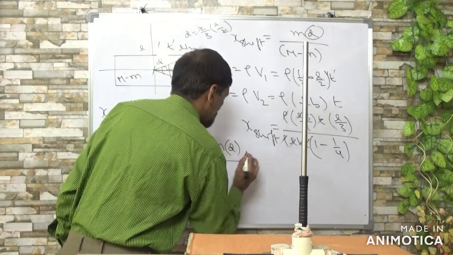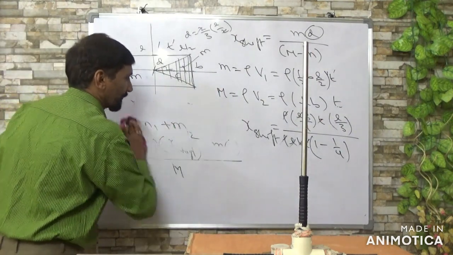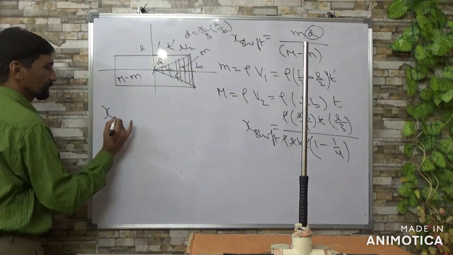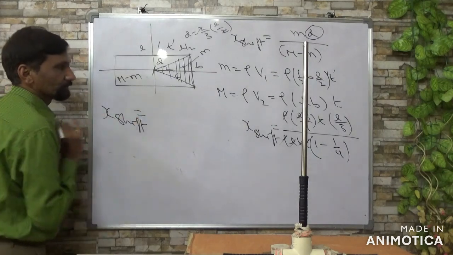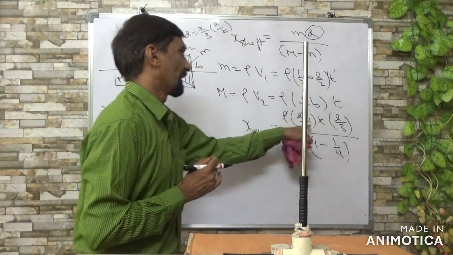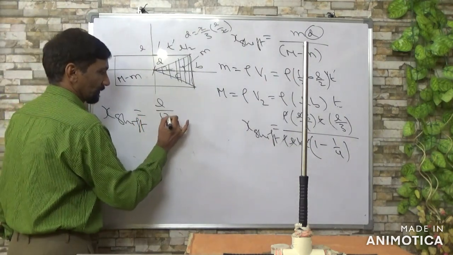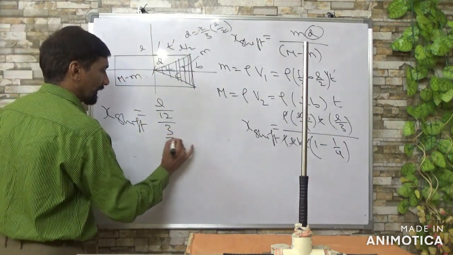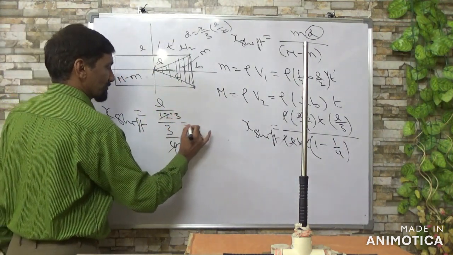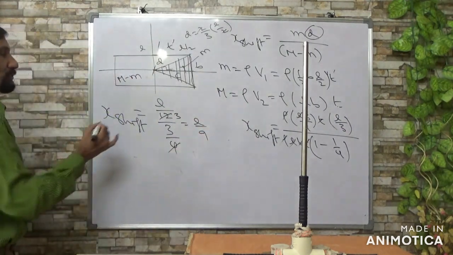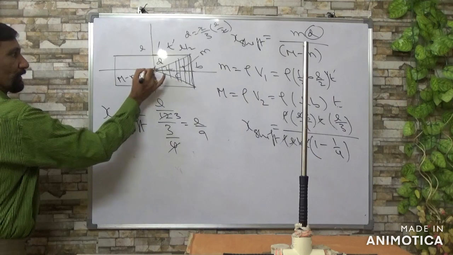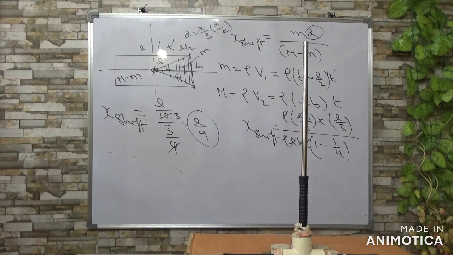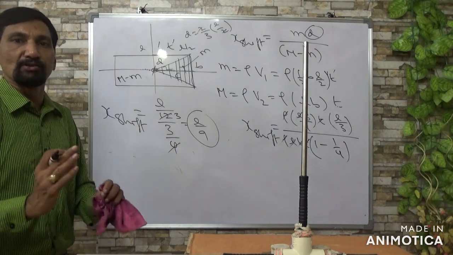Then x shift is equal to, all are cancelled except L by 12, by the denominator 4 minus 1 by 4, 3 by 4. So this divides 3 times, nothing but L by 9. That means the center of mass shifted from the initial point towards the left side by a distance L by 9. In this way we can easily solve the problem.